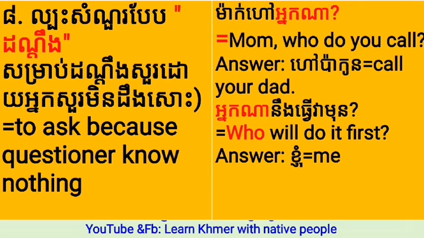Or for this type of question sentence we use when we want to ask because we don't know the answer. So for example ម៉ាក់ហៅអ្នកណា. That in English it means that mom, who do you call? And maybe she will reply you back that ហៅប៉ាកូន, it means that call your dad. And the second example អ្នកណានឹងធ្វើវាមុន, it means that who will do it first, and you can answer me. You can say ខ្ញុំ.